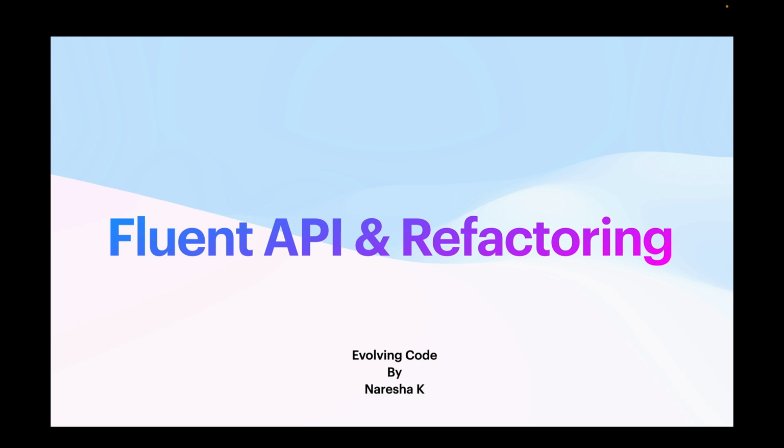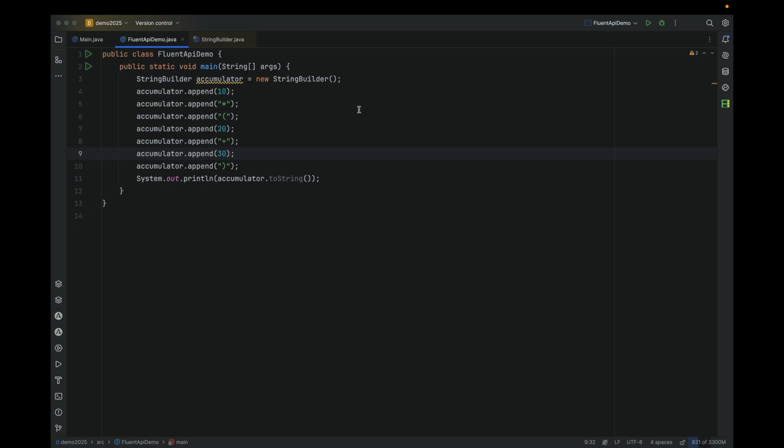Then you might be wondering what is the purpose of refactoring. It's essentially to change the structure or design of the code so that it is better maintainable. For the purpose of this demonstration, I will use an existing Fluent API in Java. So let's start with the code you see on the screen.